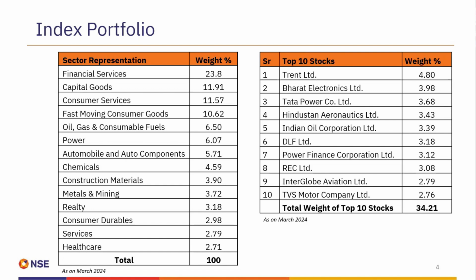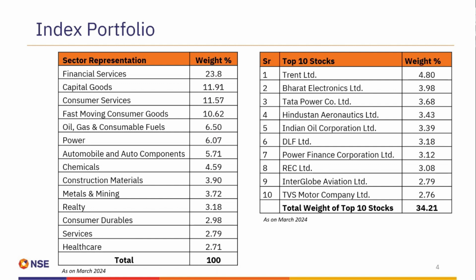The interesting part here is the next two sectors, which are capital goods with a weight of around 11.91%, and the third sector being consumer services with a similar weight of around 11.57%. Now, both these sectors together, accounting for almost 23-24% of the index, do not have any representation in the Nifty 50 index. This becomes something unique for this particular index, as these two sectors do not have representation in the Nifty 50 index. Correct.